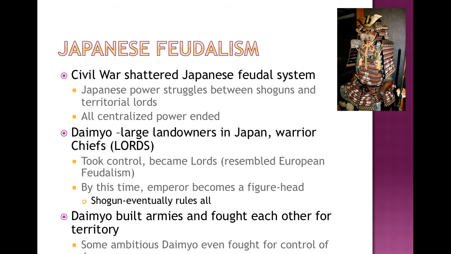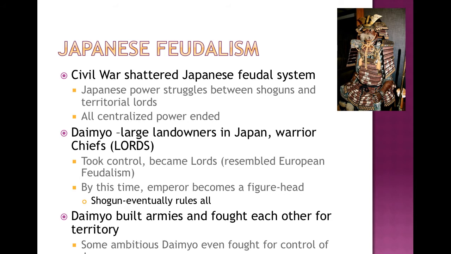Some powerful samurai are able to take control of some old feudal states, and they become the lords. They become what is known as the daimyo, or the warrior chieftain, and they offer peasants protection in return for their loyalty, and they set up what is known as this new type of feudalism. It is much like the European feudalism, in which they have lords that reside over the manors, and the peasants give them loyalty, but there's a few different things.